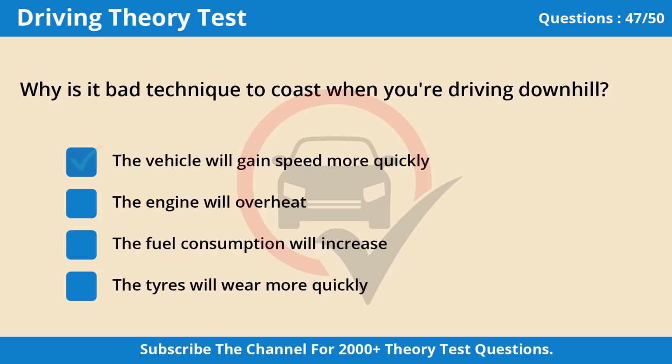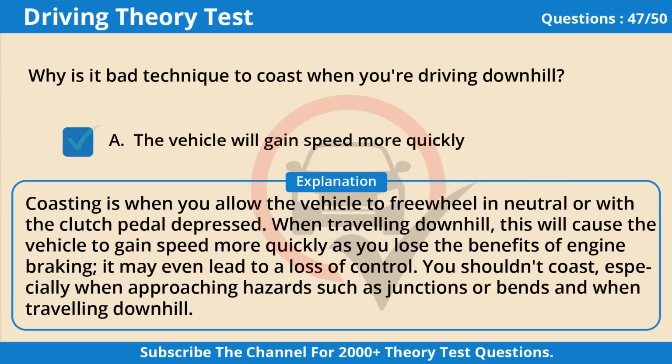A. The vehicle will gain speed more quickly. Coasting is when you allow the vehicle to freewheel in neutral or with the clutch pedal depressed. When traveling downhill, this will cause the vehicle to gain speed more quickly as you lose the benefits of engine braking. It may even lead to a loss of control. You shouldn't coast, especially when approaching hazards such as junctions or bends and when traveling downhill.